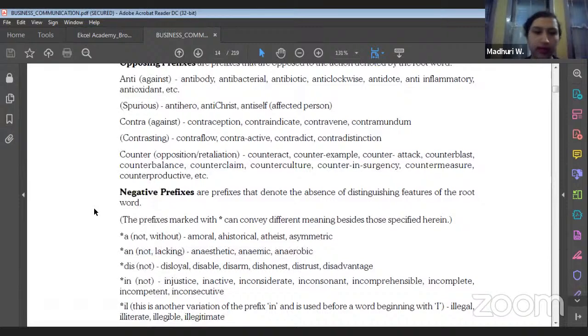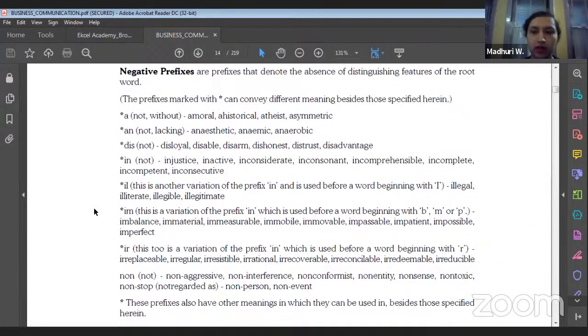For example, again, let's take a look at a few of the negative prefixes. A is like saying not or without, right? Like amoral, ahistorical, atheist, asymmetrical. An is again not or lacking, like anesthetic, anemic, anaerobic. Dis is not, like disloyal, disabled, disarm, dishonest, distrust, disadvantage. In is like not, right? Again, like injustice, inactive, inconsiderate, inconsonant, incomprehensible, incomplete, incompetent, etc.